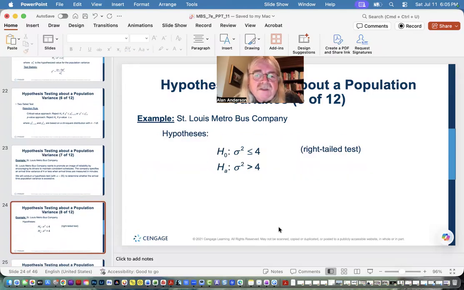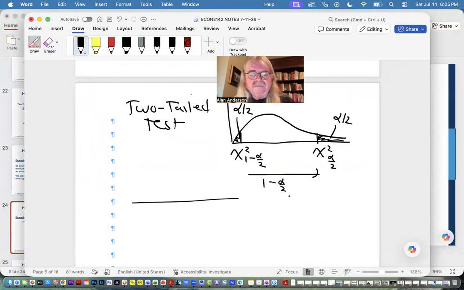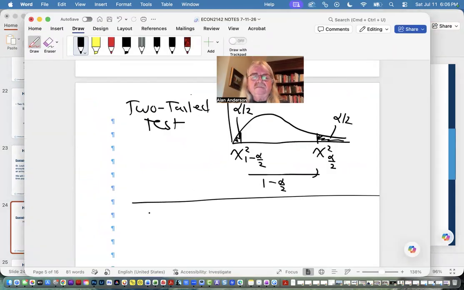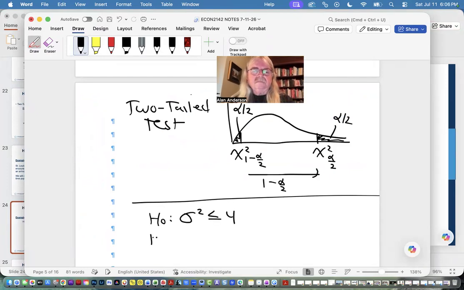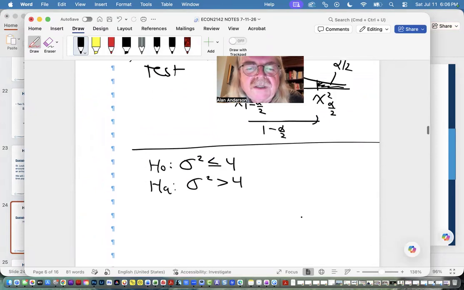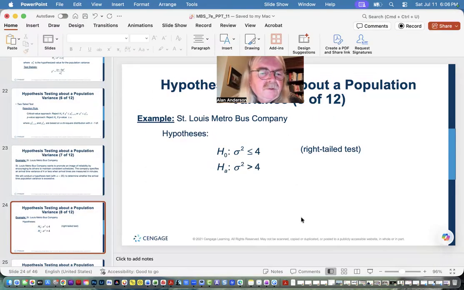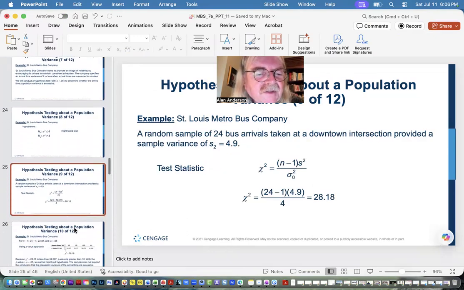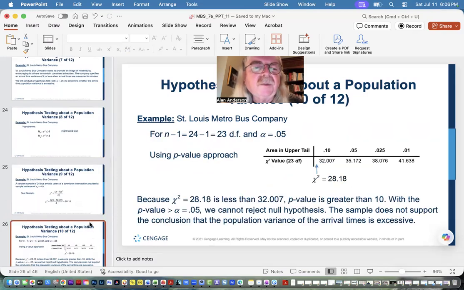So this is a right-tailed test because we're looking for evidence that the variance is too high, because that would mean something needs to be done. So it's a right-tailed test. Alpha will be 0.05. Wait, it doesn't say. Hold on. I don't want to jump to conclusions. It's easy to do that. No, it's 0.05. Okay.